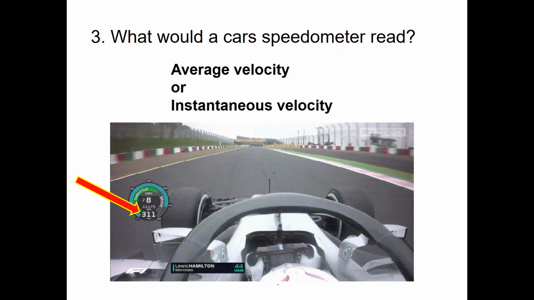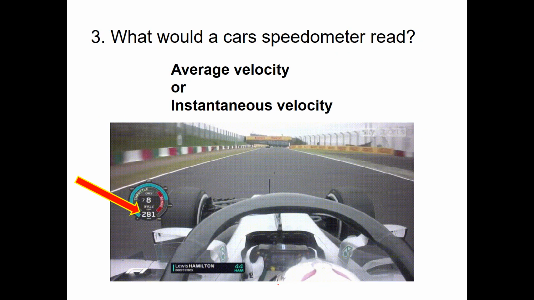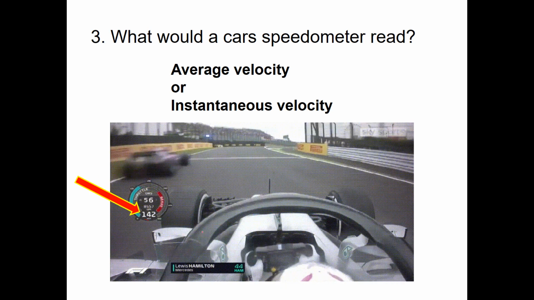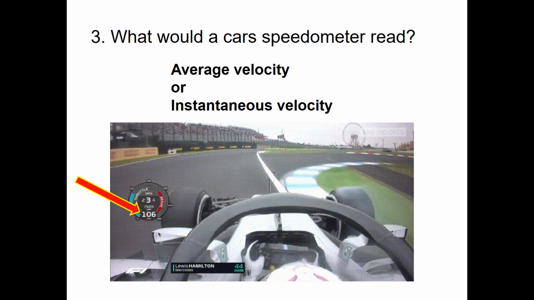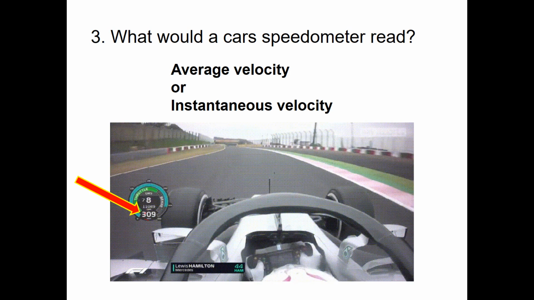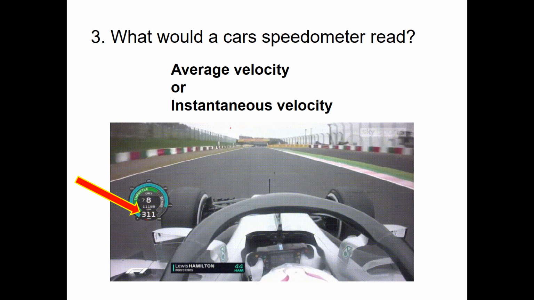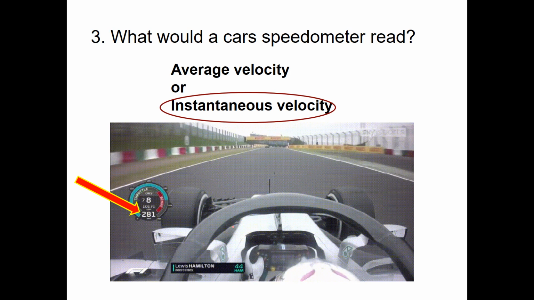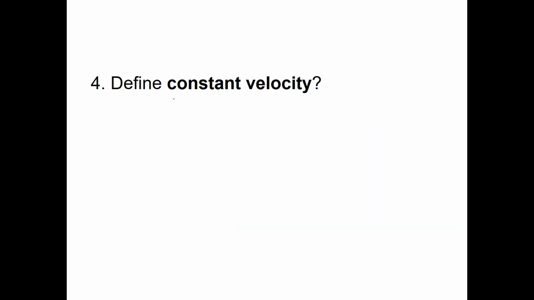Okay, so just looking at the car's speedometer, what it would read. See how this is changing? The car's speeding up, the car's slowing down, and this changes. If it was average velocity, it would be saying the entire trip. And so here, it's telling you what it's doing at that moment. It's instantaneous velocity.